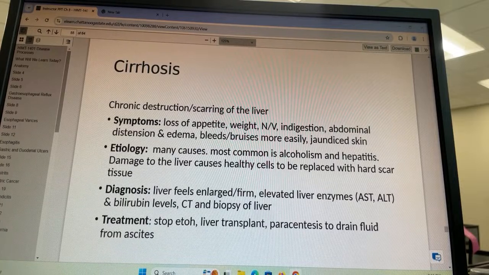Diagnosis: they can do palpation, so they're going to feel the liver. Some people are really good at feeling them. They're usually enlarged, bigger than normal. They are really hard and firm to the touch.